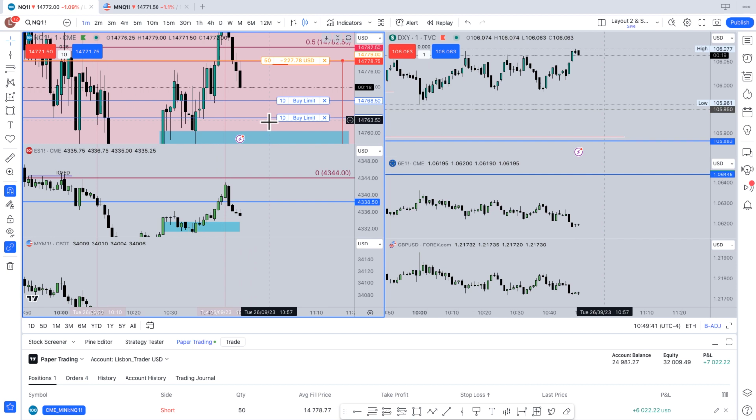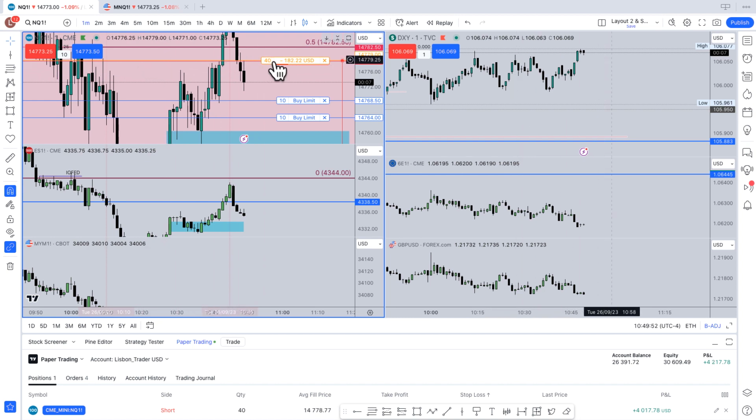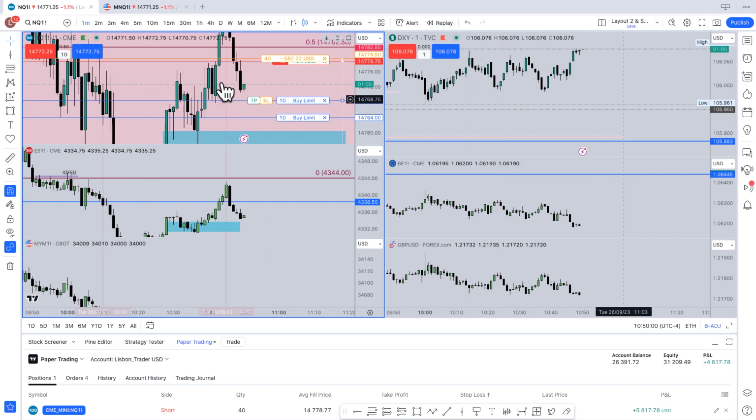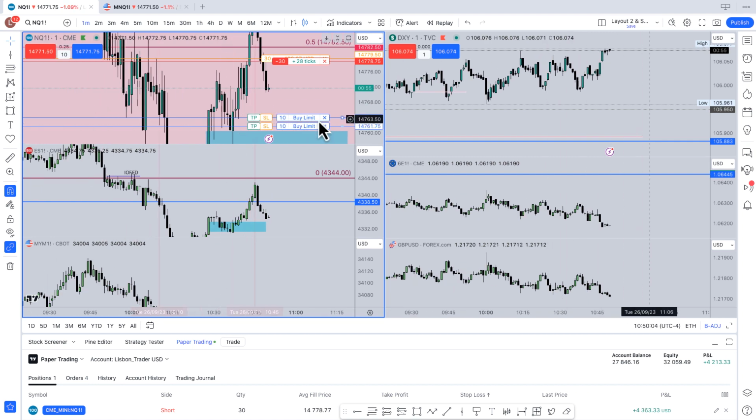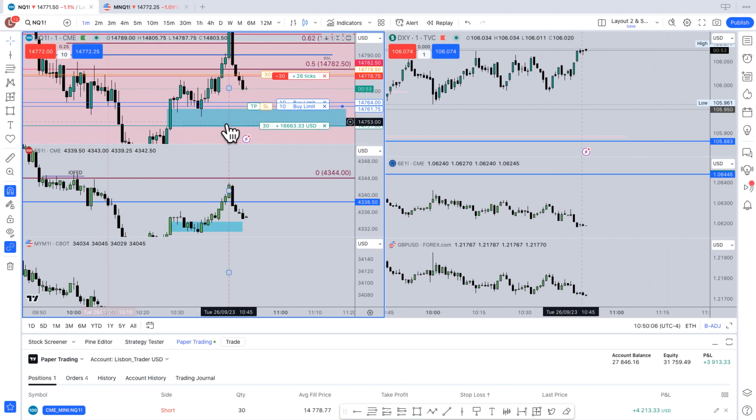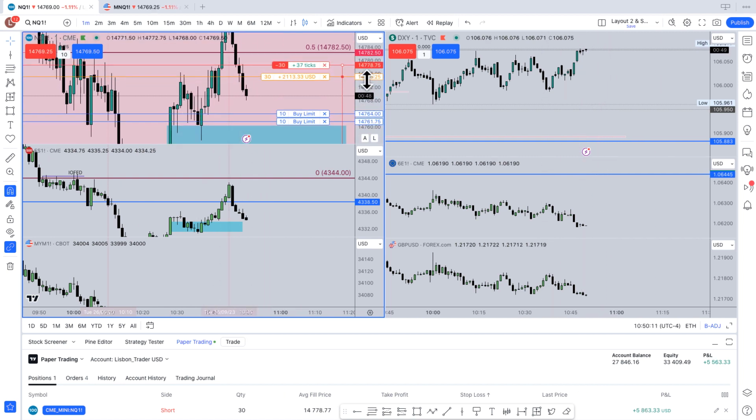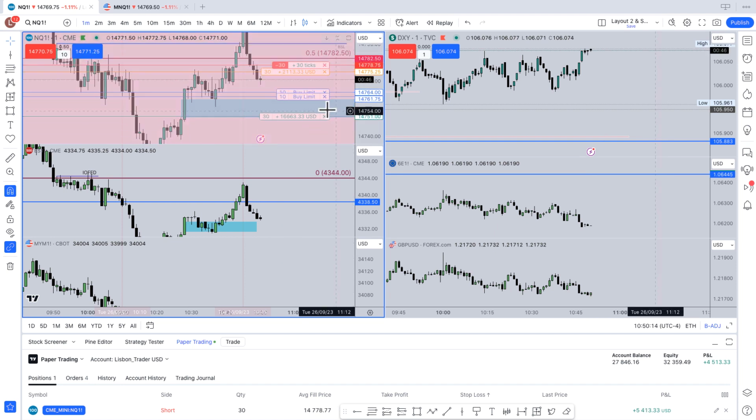Reducing risk. 5K PNL. 31. Let's bag some profits. Nice. Make some profits. So better than break even.